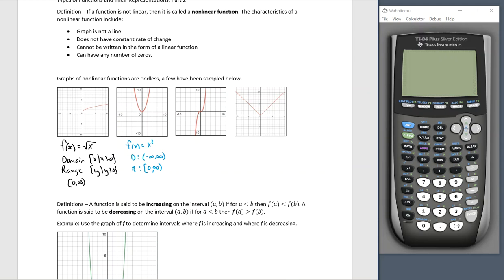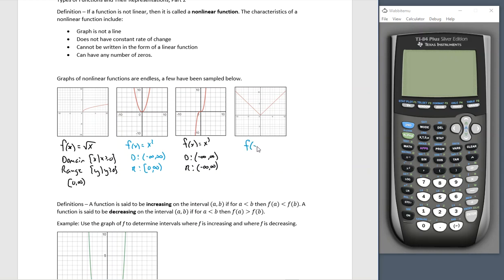We have the cubing function, the cubic function, f of x is x to the third power. Our domain, all real numbers, and our range is all real numbers. Remember from our domain agreement in a previous video that the domain is all real numbers unless we have a denominator, a radical, or other nonsense, logarithms.